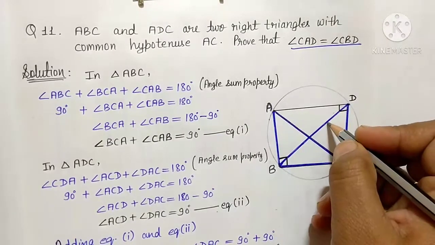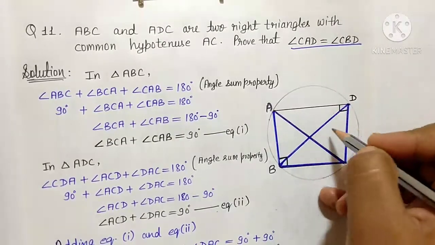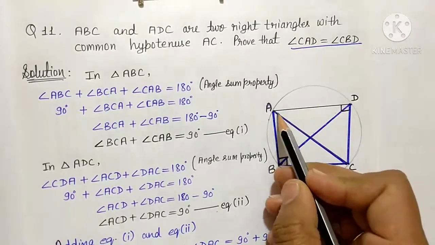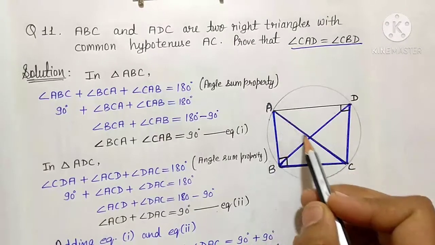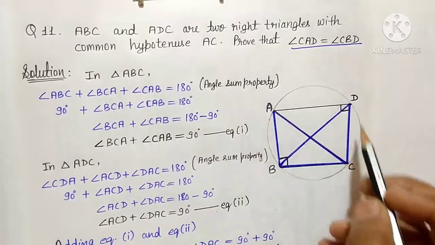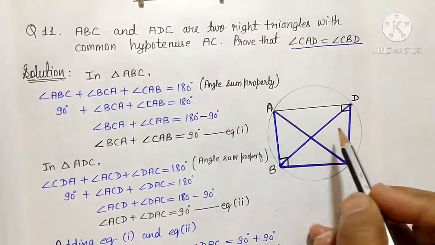It is given with the common hypotenuse. Both triangles have a common hypotenuse, this AC. AC is the hypotenuse of triangle ABC, and AC is the hypotenuse of triangle ADC also. So according to the question, we have drawn our figure.